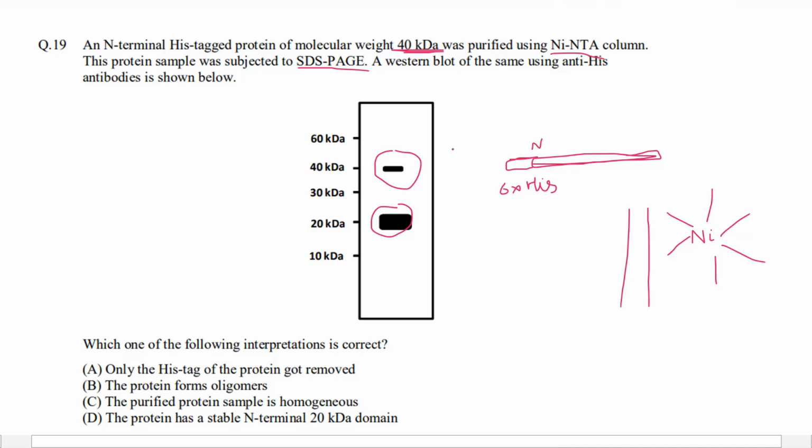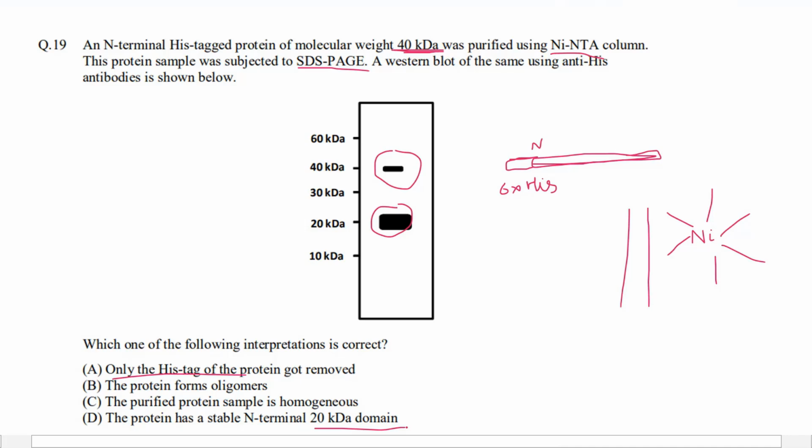Does this mean that the protein has broken down, or what is happening? Which one of the following interpretations is correct? Only the his tag of the protein got removed. The protein forms oligomers. The purified protein sample is homogeneous. The protein has a stable N-terminal 20 kilodalton domain. Which one do you think is the correct option?